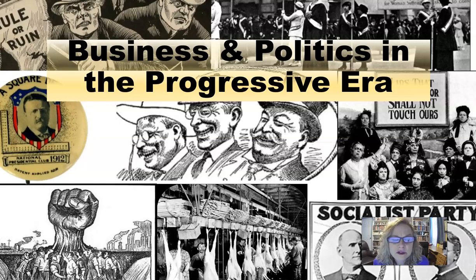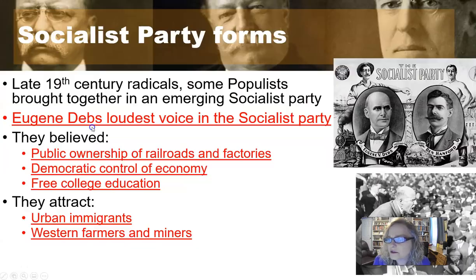Okay, so in the last video, we talked about the social changes that happened during the Progressive era, and now we're going to talk about the political side and the business side, which are kind of intertwined, and how those things change during this time period too, during the Progressive era. So probably one of the biggest changes that we see for the very first time is the Socialist Party that forms. This really forms in the late 1800s.